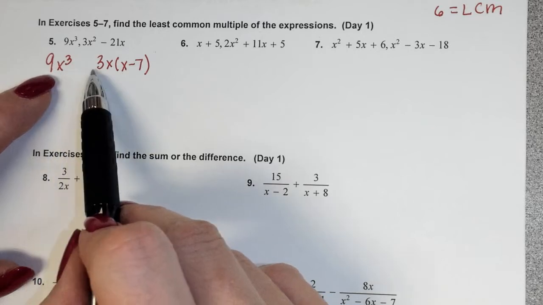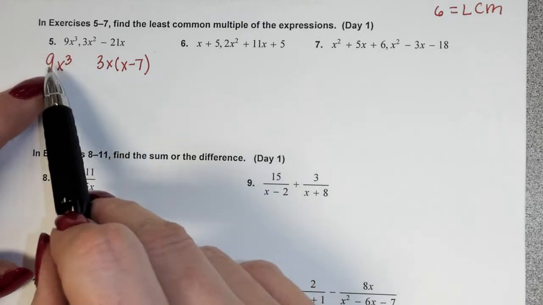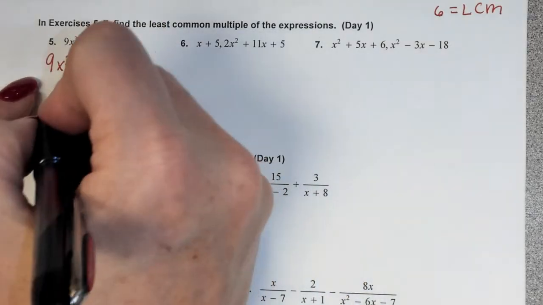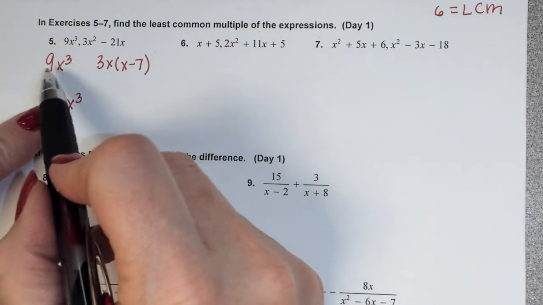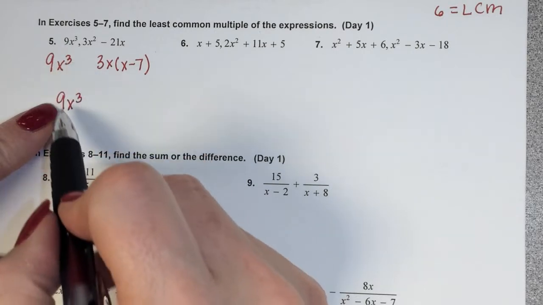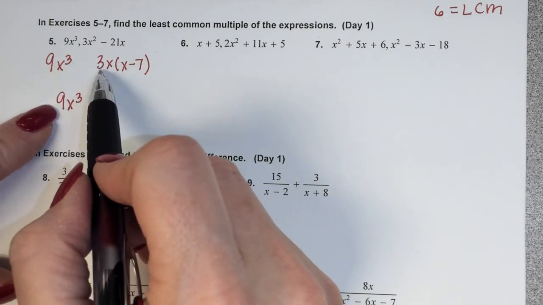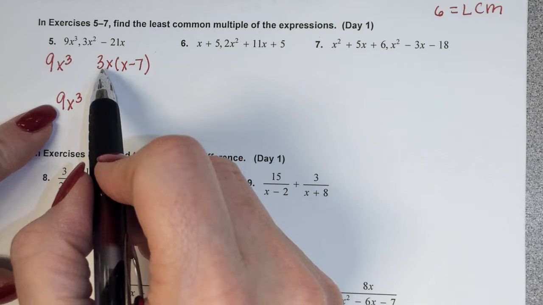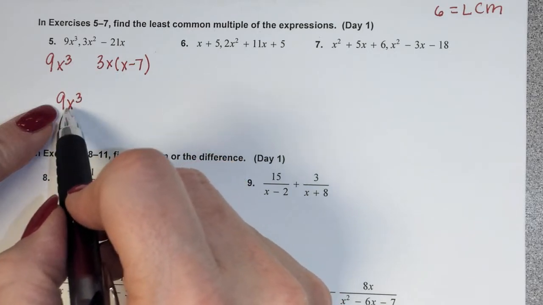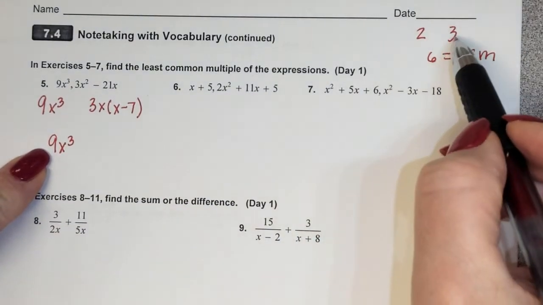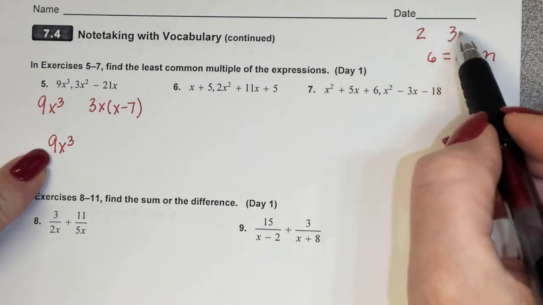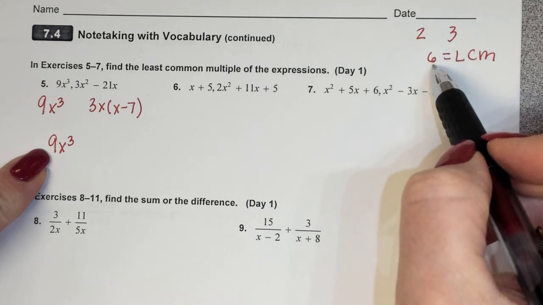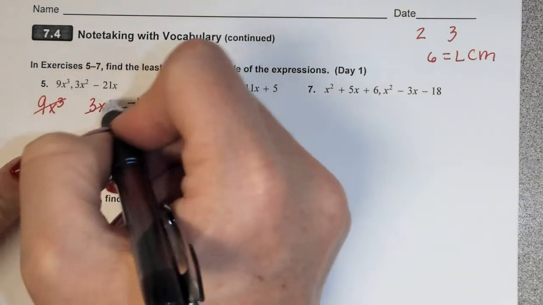In other words, I need something that they can both be divided into evenly. If I just use 9x cubed, can 9x cubed be divided by 9x cubed? Can 9x cubed be divided by 3x? Yes. So I'm going to just use 9x cubed and that would work. It's just like back here. I had to think what would be a number that both of these divide into evenly. It's the same thought process. So I've taken care of this and this.